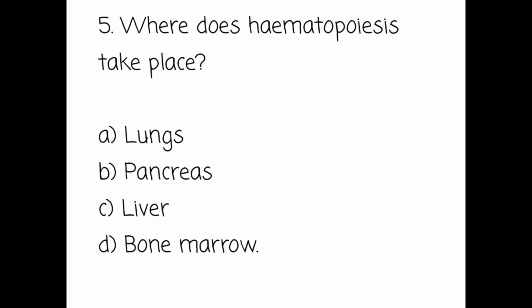Number 5. Where does haematopoiesis take place? A. Lung. B. Pancreas. C. Liver. D. Bone marrow. The right answer to this question is D. It's the bone marrow. Now, in case you haven't heard the term before, what they're simply asking you is where is blood produced? Where is blood made in the body?